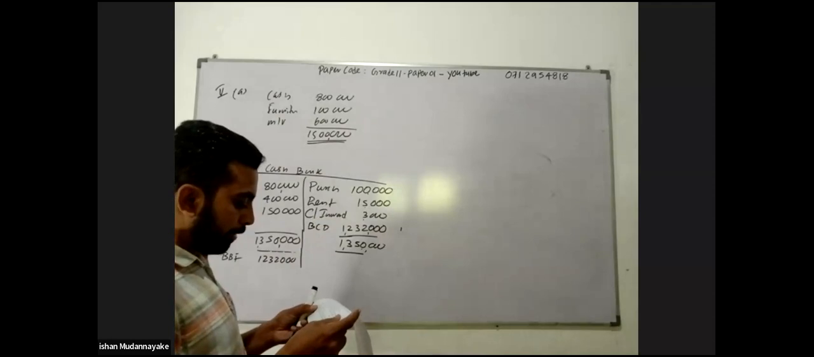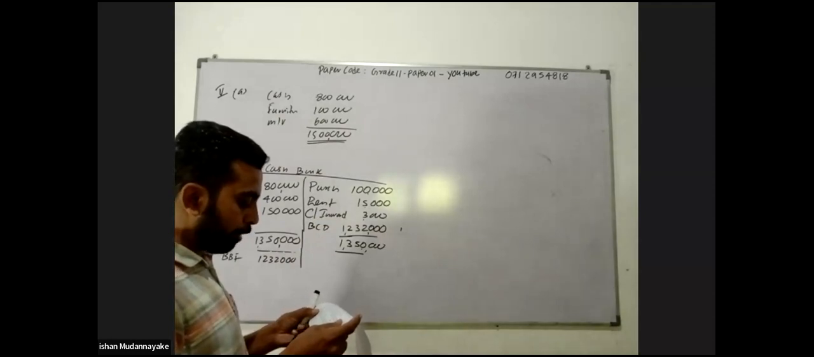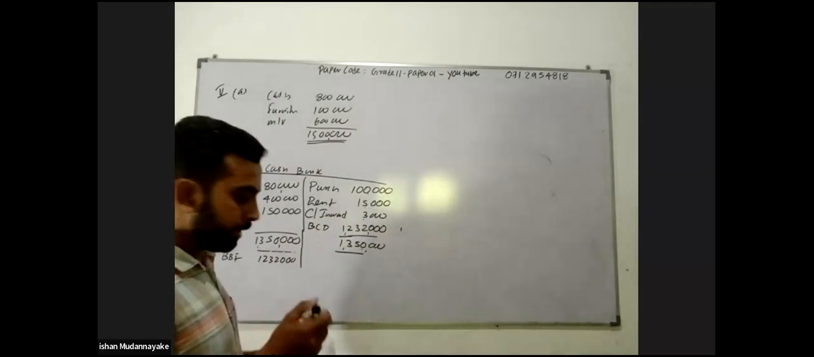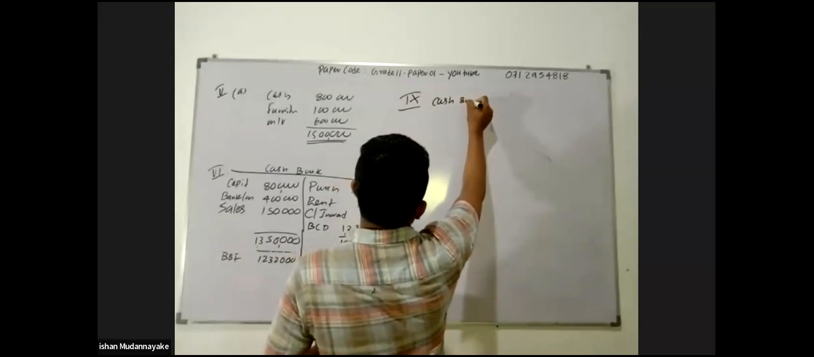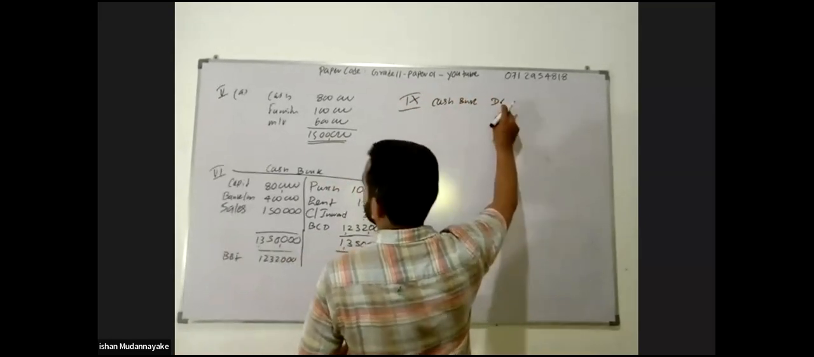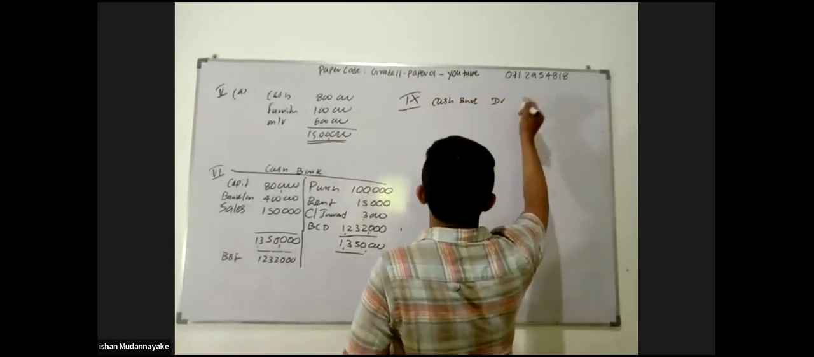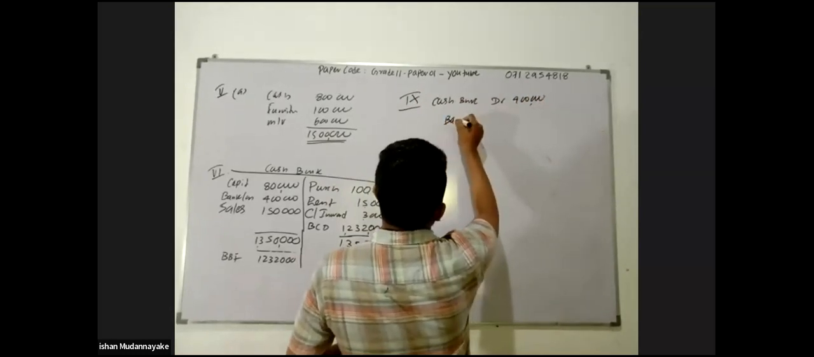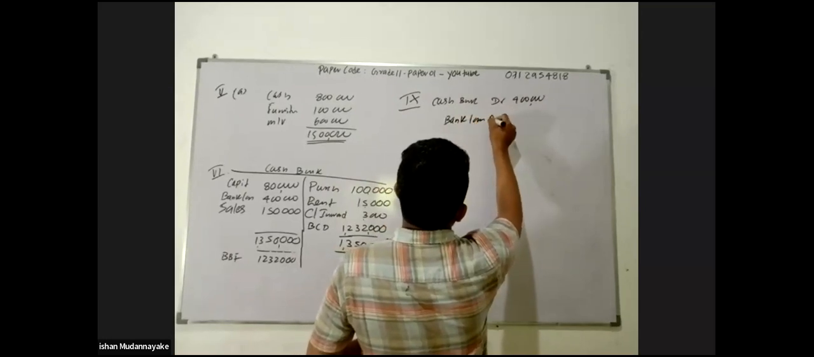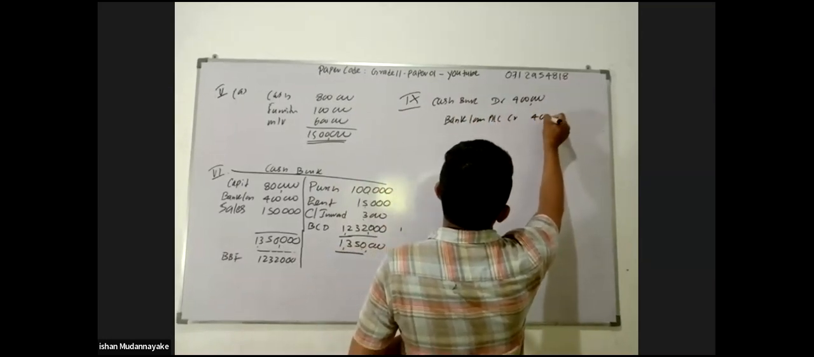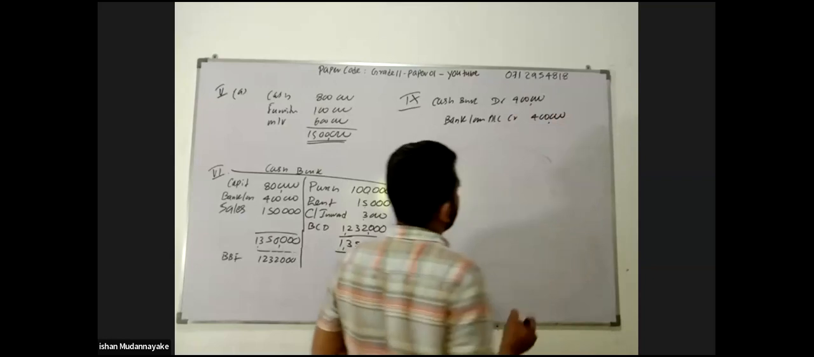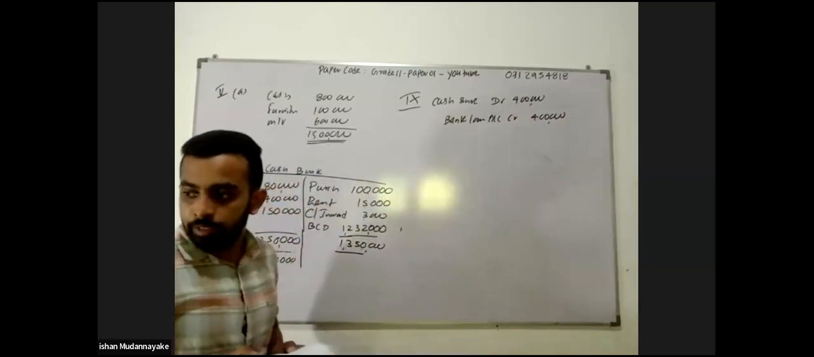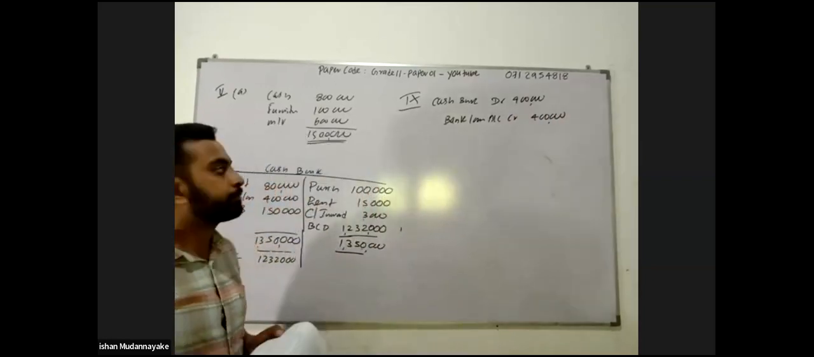Write the correct double entry with values for obtaining a bank loan. Cash book debit 400,000. Bank loan account credit 400,000. That is the double entry for obtaining the bank loan. Right.